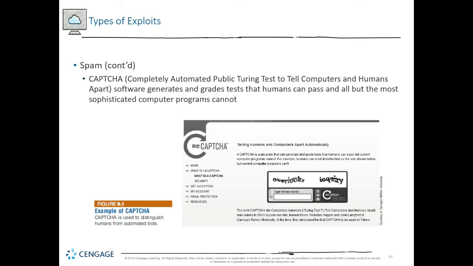CAPTCHA, completely automated public Turing test to tell computers and humans apart. Software generates and grades tests that humans can pass, and all but the most sophisticated computer programs cannot. Figure 9.1, example of CAPTCHA. CAPTCHA is used to distinguish humans from automated bots.